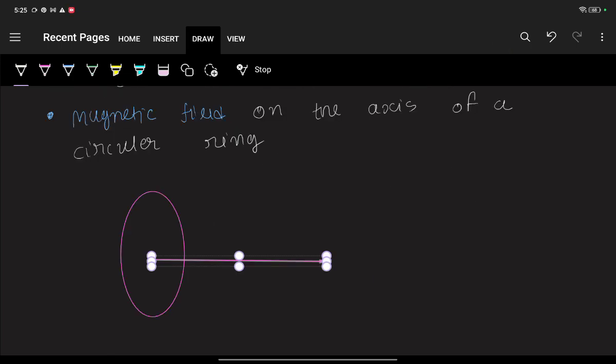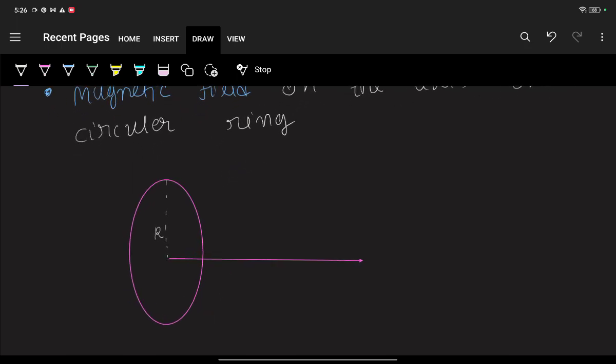So right now we are discussing magnetic field on the axis of a circular ring. First of all, this ring has radius r. Now let's call this point P. We are going to assume a small current element, whose length is dl, and current I is flowing through this circular ring. Due to this current element, at point P there must be some magnetic field, right?